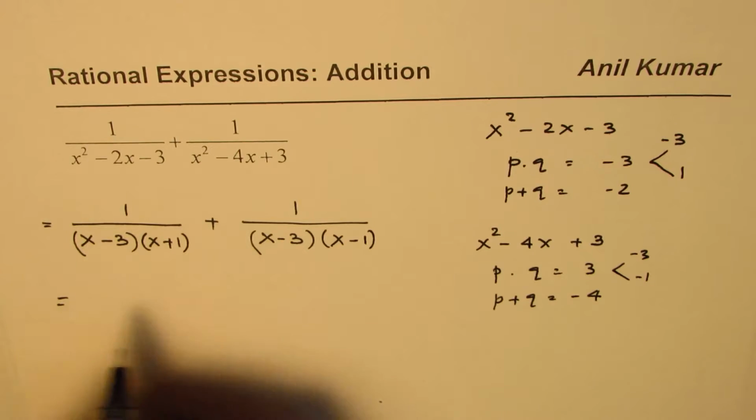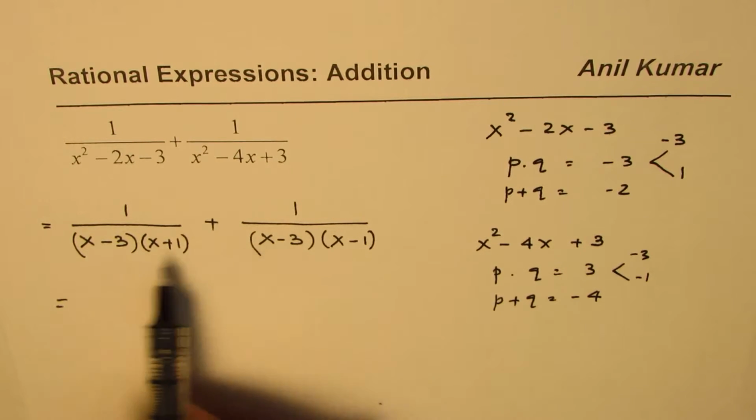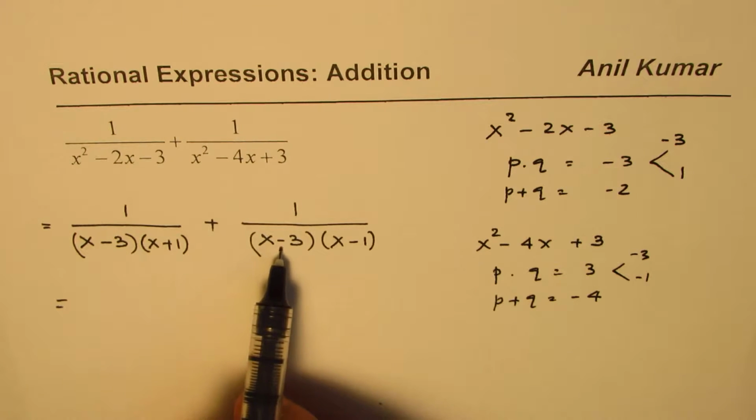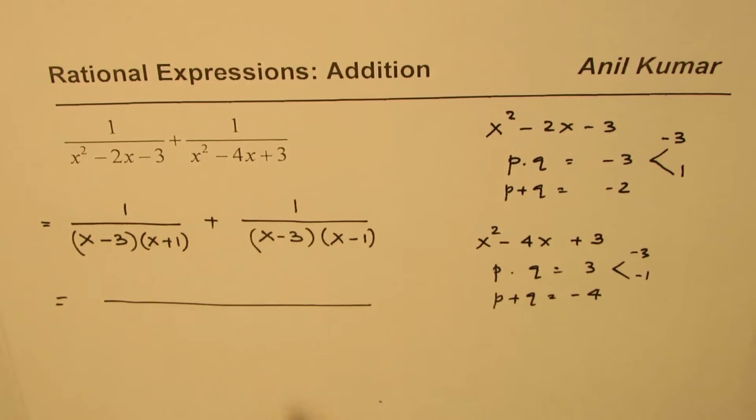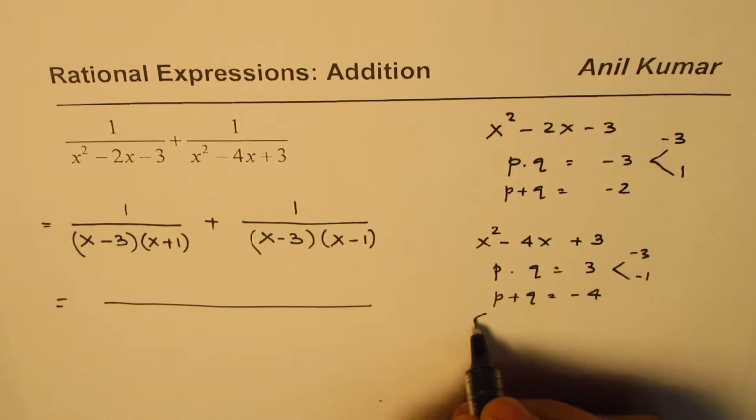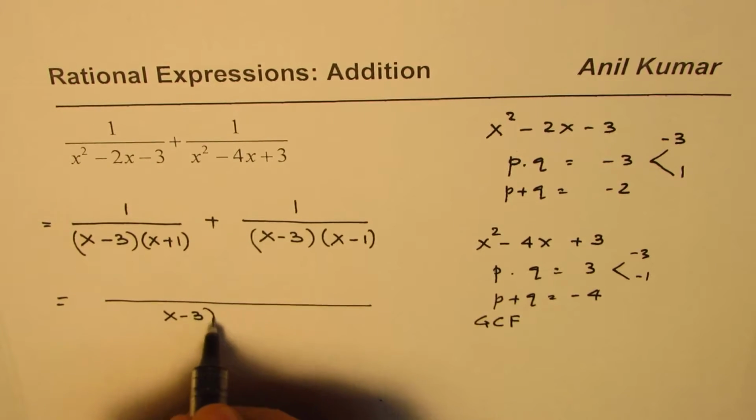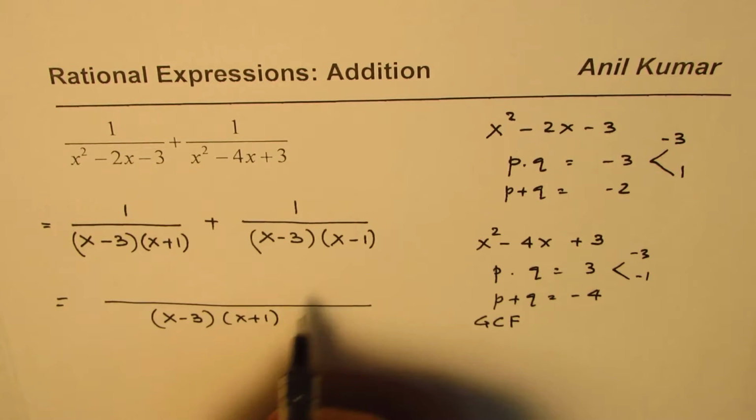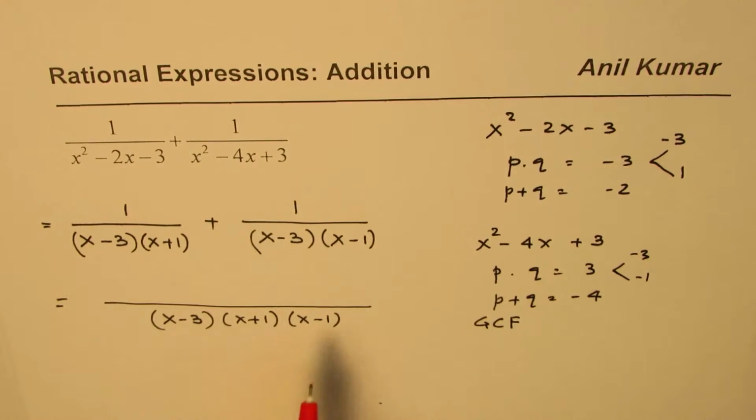Got it. To add, we should have common denominator. Now we have four factors: x minus 3, x plus 1, x minus 3, x minus 1. Well, x minus 3, x minus 3 is already common. So we are looking now for greatest common factor. Greatest common factor is x minus 3 times x plus 1 and x minus 1. We have already included x minus 3. So that is what we need. You will note in the first one, we do not have x minus 1. So that should be multiplied by x minus 1.